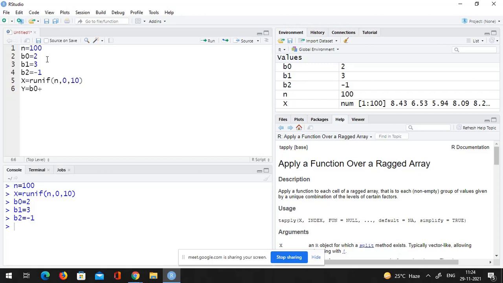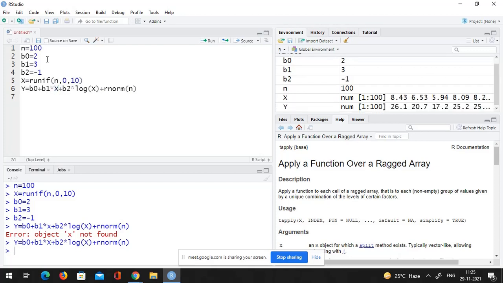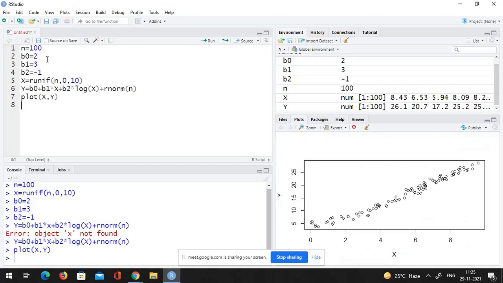Okay, and I'll introduce y as beta naught plus beta 1 into x plus, say, beta 2 into log x. I just want to have some complicated function of x, that's all, plus error, of course. So error I'll get from rnorm n. Let me take standard normal so I don't have to specify. Okay, my x is supposed to be capital. Okay, so let me see plot of x y. Okay, interesting, this is still pretty linear.